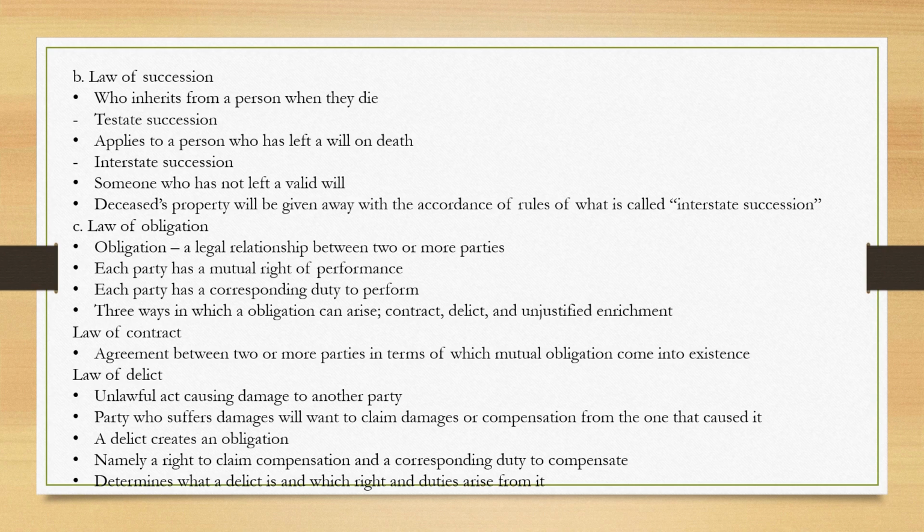Law of contract: an agreement between two or more parties in terms of which mutual obligation comes into existence. Law of delict: an unlawful act causing damage to another's property or another party. The party who suffers damages wants to claim damages or compensation from the one that caused it. A delict creates an obligation, namely a right to claim compensation and a corresponding duty to compensate. It determines what a delict is and what rights and duties arise from it.